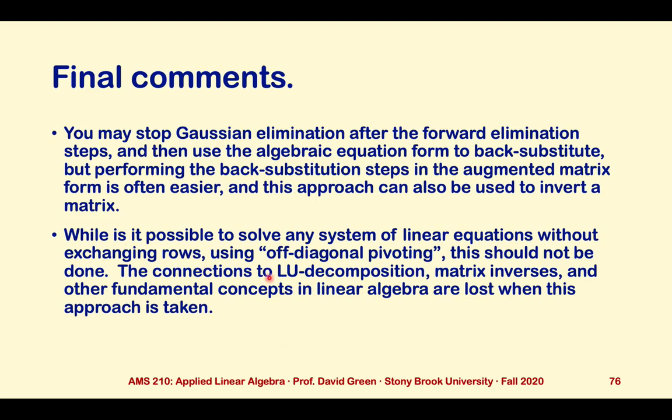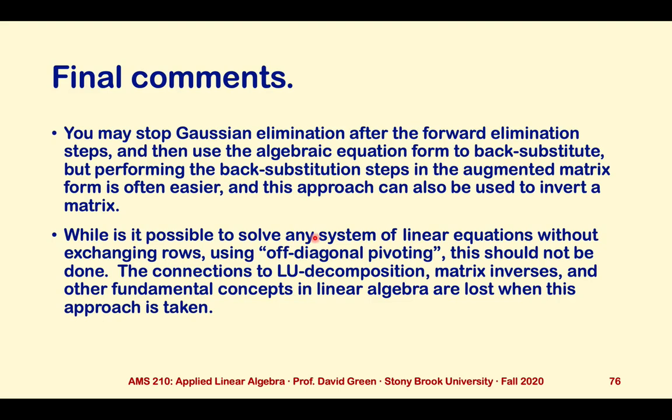I should also note that it is possible to solve systems of linear equations without following the strict rules of Gaussian elimination. You can do it without exchanging rows. When you find somewhere where you should exchange rows, you can instead use a different entry to do the pivoting and things like that. I don't think you should do this. It can get you a solution, but it's very easy to make mistakes. And more importantly, you lose a lot of the connections that we're going to be discussing later on.